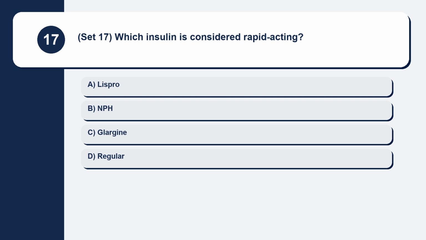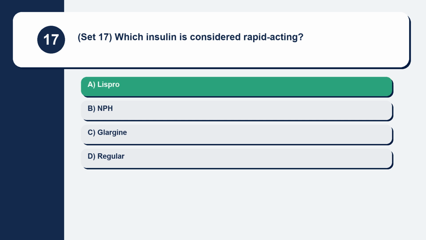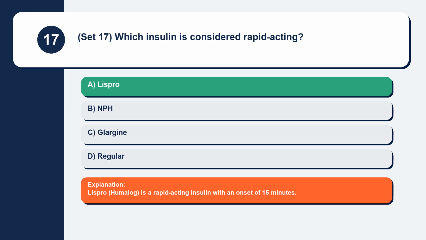Question 17. Set 17. Which insulin is considered rapid-acting? Lispro, NPH, glargine, regular. Lispro, Humalog, is a rapid-acting insulin with an onset of 15 minutes.